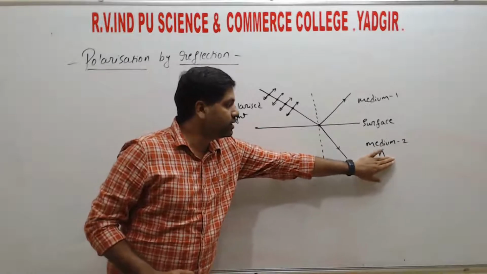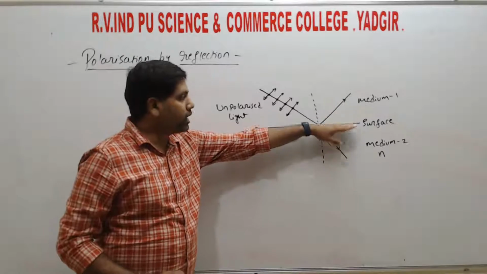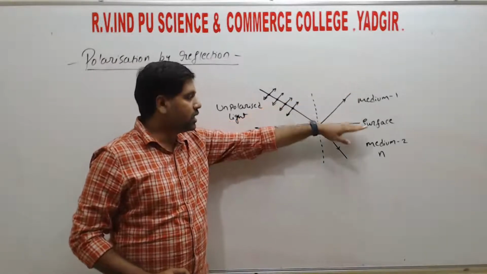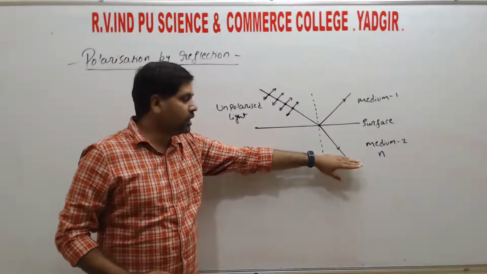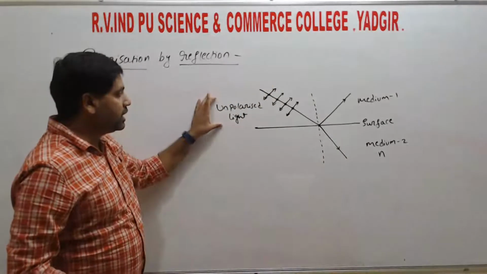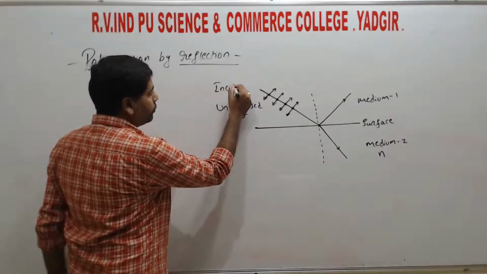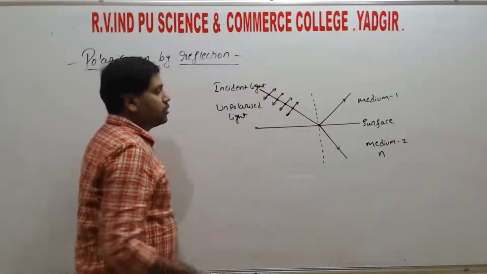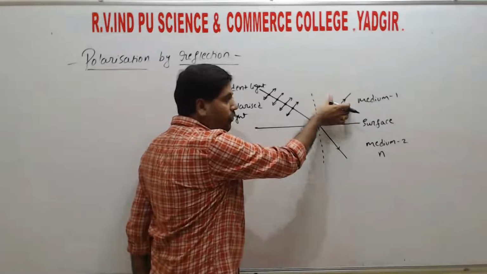then some part of the light is bounced back to the same medium, and this phenomenon we call reflection, and some part is transmitted to the second medium, and this phenomenon we call refraction. So this light is the incident light. The incident light is the unpolarized light. Here the light which bounces back to the same medium we call reflected light.